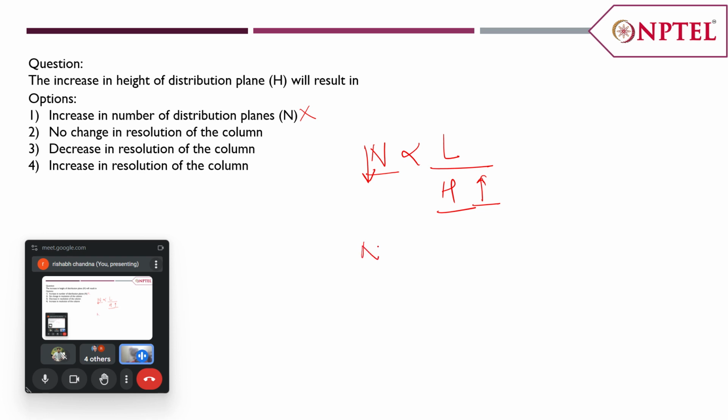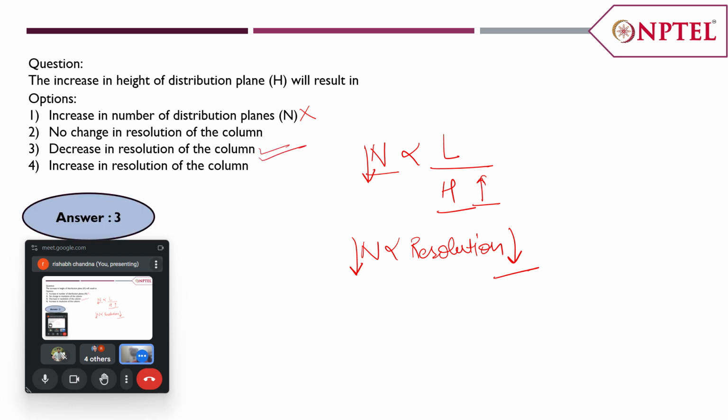Now the number of distribution events is directly proportional to the resolution of the column. So if the number of distribution events is going down, that means the resolution is also decreasing. So the correct option is option number 3. That means with an increase in the height of the distribution plane, the resolution of the column would decrease.